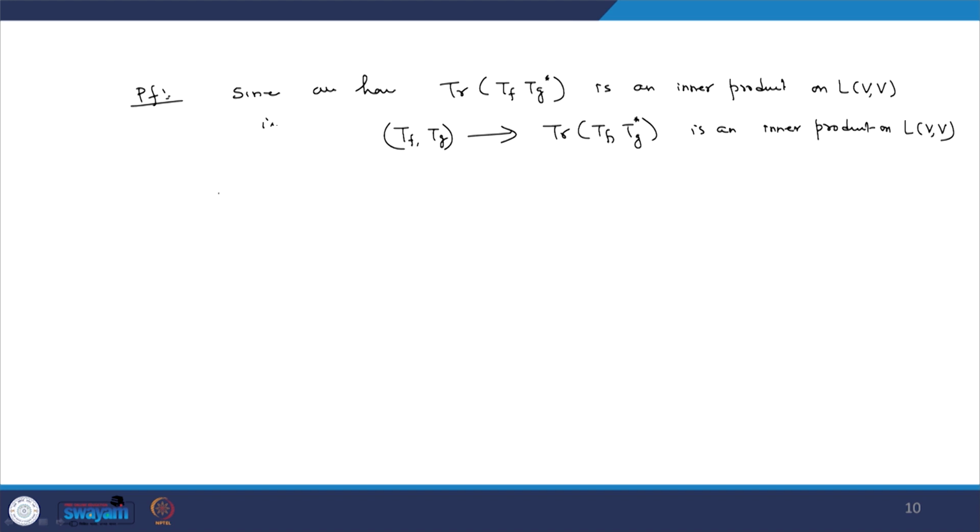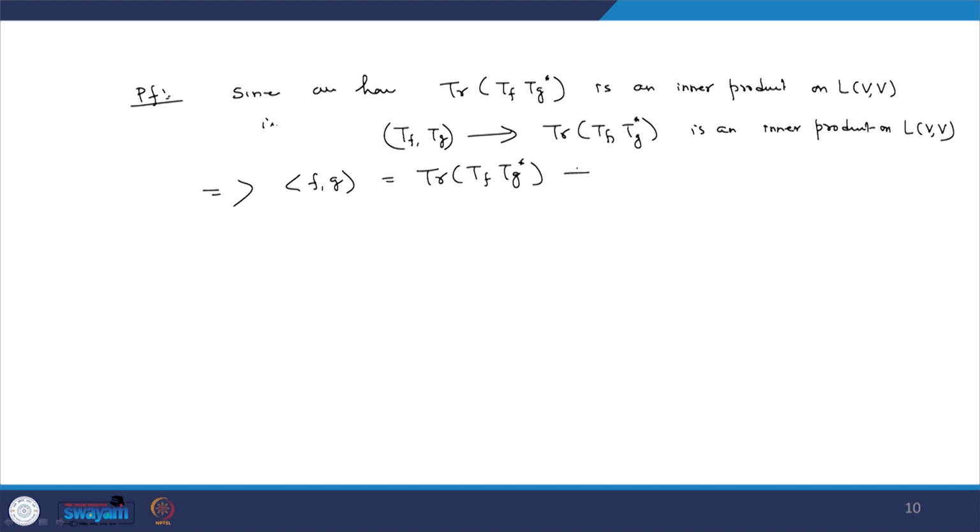So, like this. This implies that the inner product of f and g can be written as trace of Tf and Tg star. The inner product can be written like this, because you know there is a 1-to-1 relation between the set of all forms on V and L(V,V).